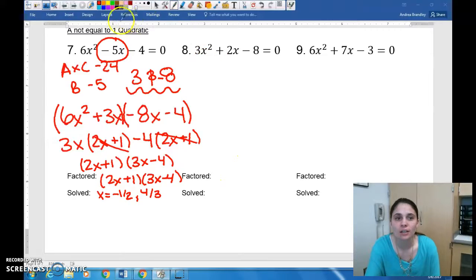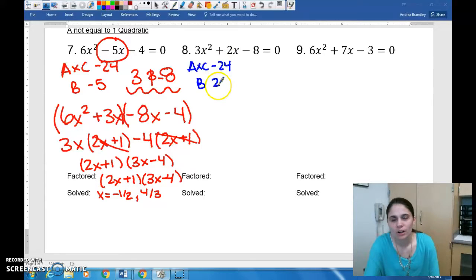So I start, and I'll do it in a new color so we don't mix up our work. So I start by doing my a times c, which is 3 times a negative 8, which is also a negative 24, and our b is 2. So two numbers that multiply to 24 and add to 2. So 1 and 24 won't add to 2, 2 and 12 won't add to 2, 3 and 8 won't add to 2, 4 and 6 I could maybe get to 2. So one of these has got to be negative, so that multiplies to a negative 24. And if I have a negative 4 plus 6 is a positive 2. So there's my two numbers.